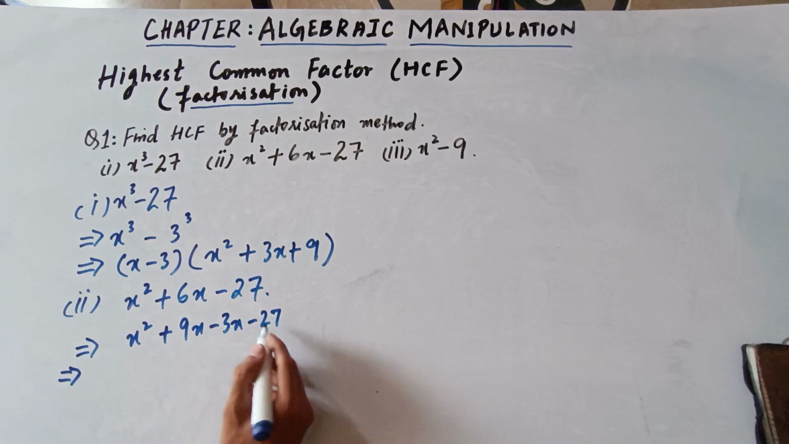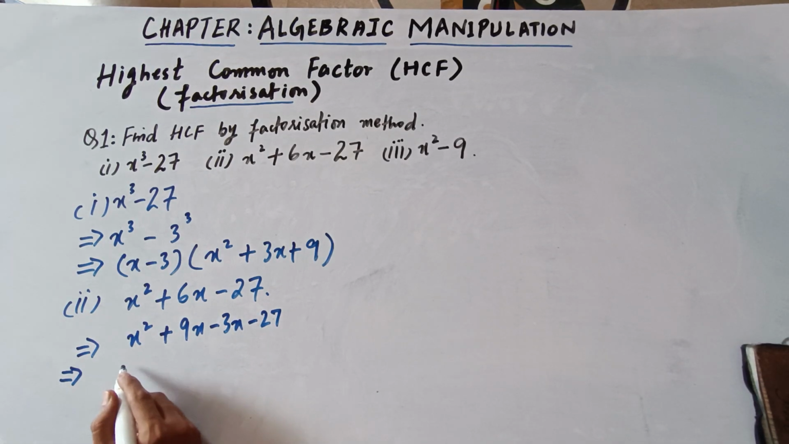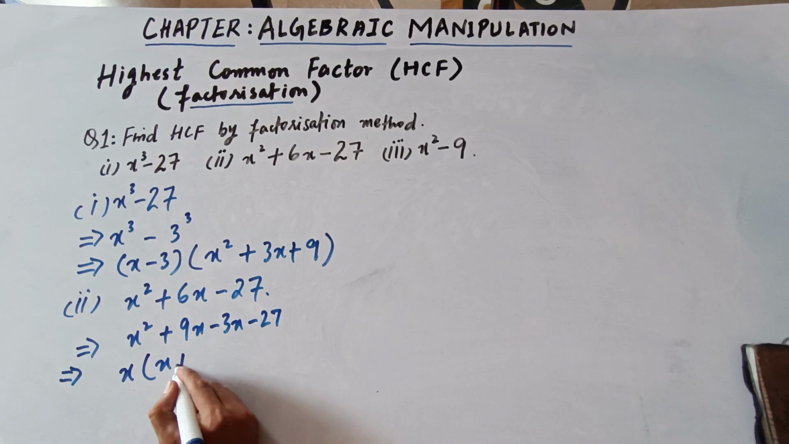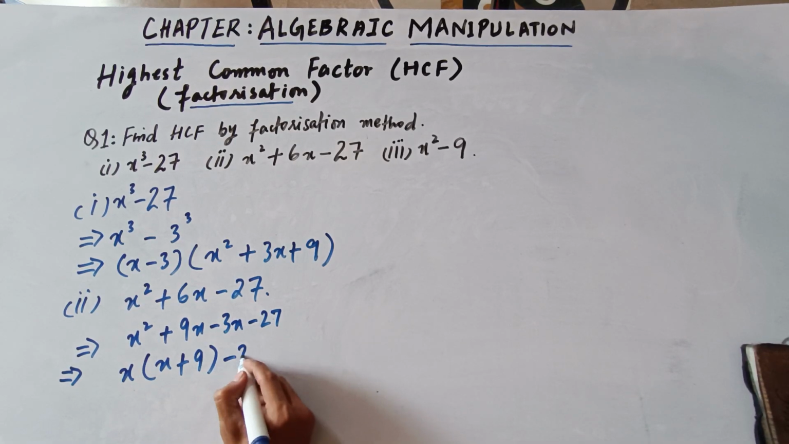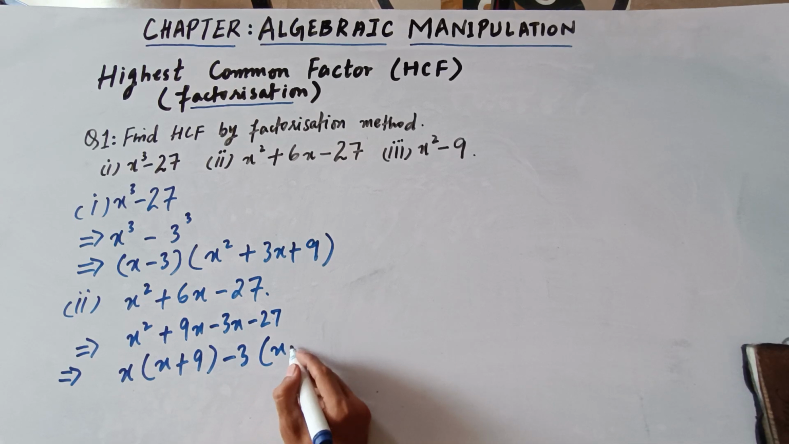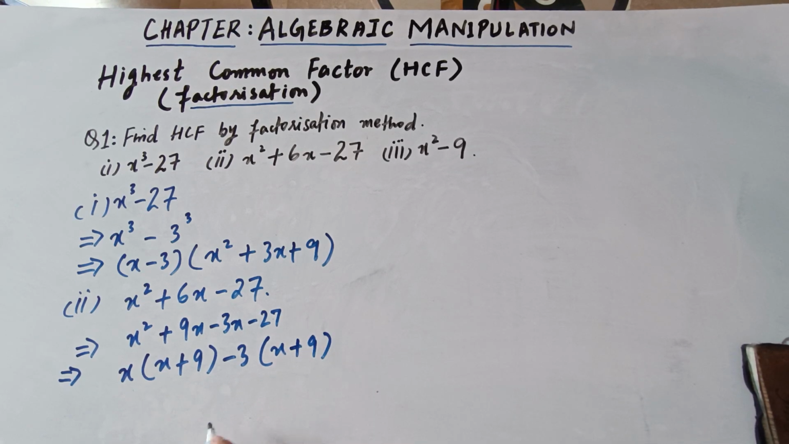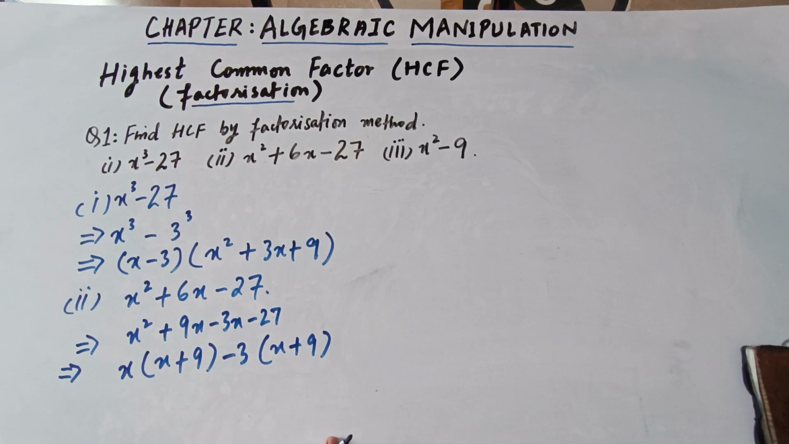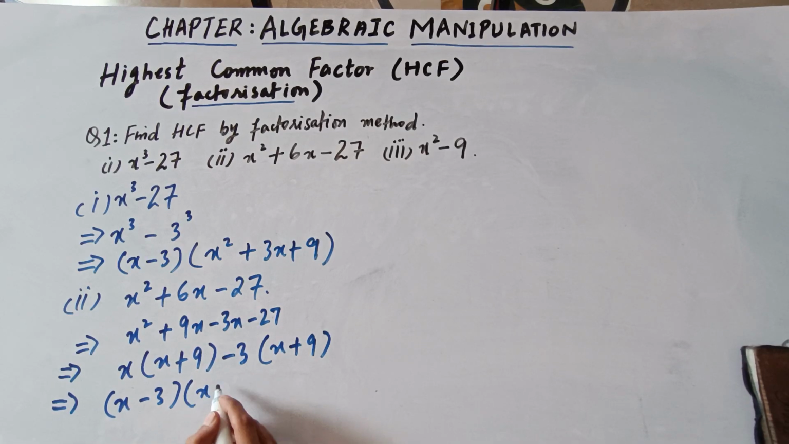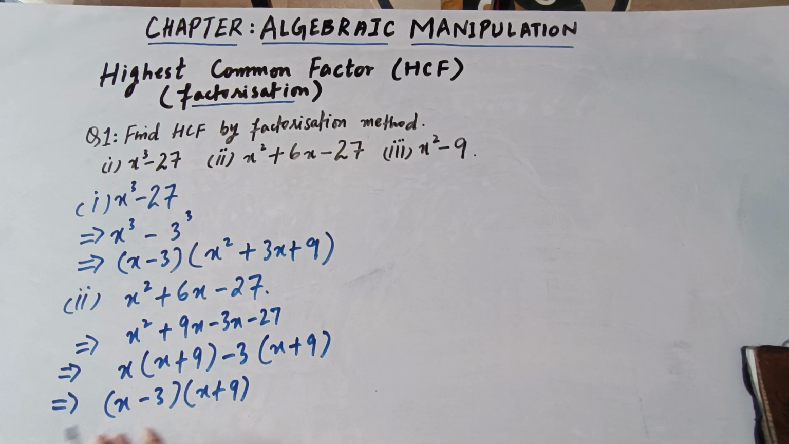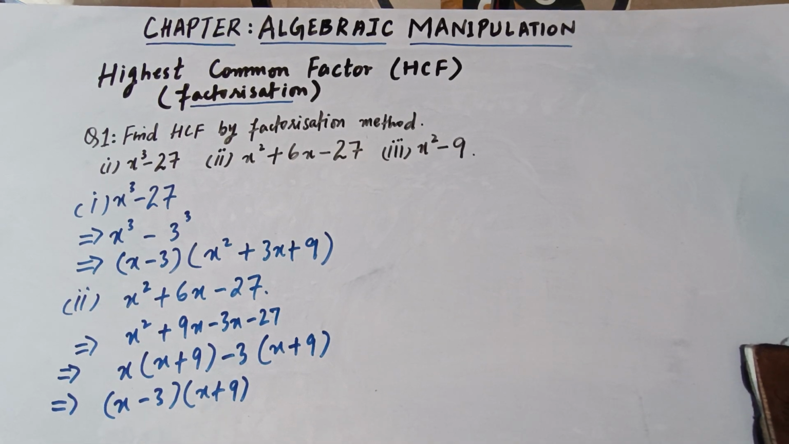Now you need to do the factorization of it by taking common. So x is common over here, in the bracket it will come x plus 9, minus 3 is common over here, so in the bracket it will come x plus 9. Now the common factor is x plus 9, you can write it one time. So your final factorized form of this is x minus 3 and x plus 9. So this is how we can factorize the second polynomial of this particular question by using middle term breaking.